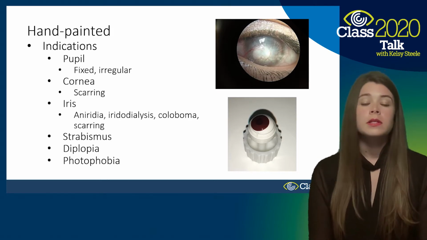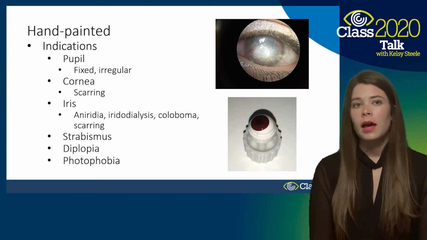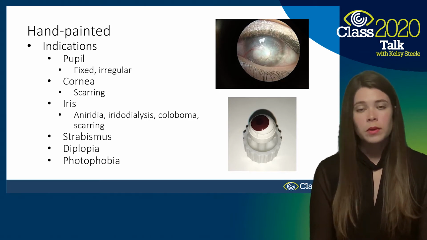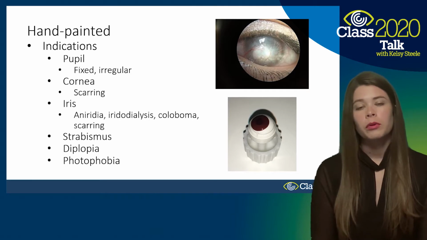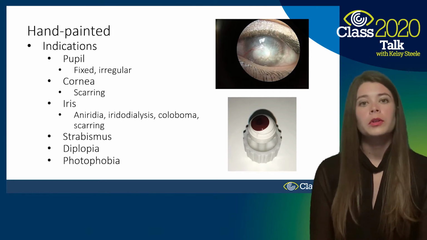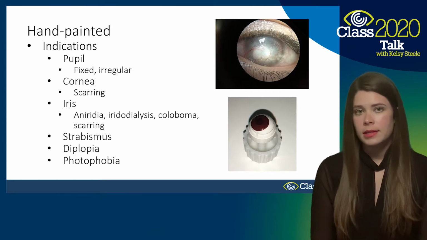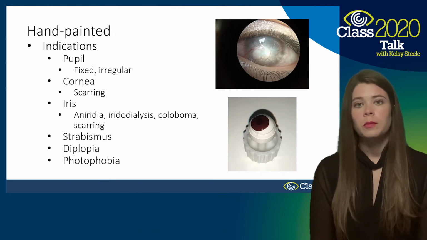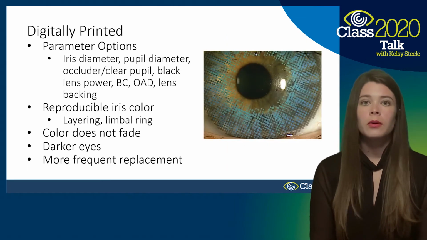Patients who have double vision or very heavy light sensitivity may do well with these as well, and they would typically prefer a blackout pupil or an occluded pupil if they're very light sensitive or if they have diplopia, double vision that just does not go away.